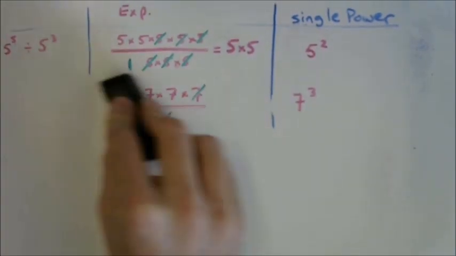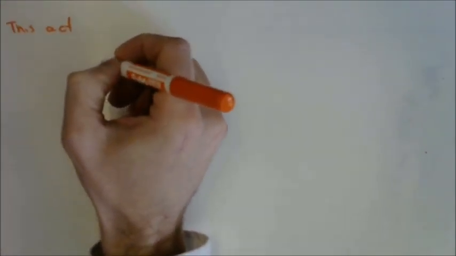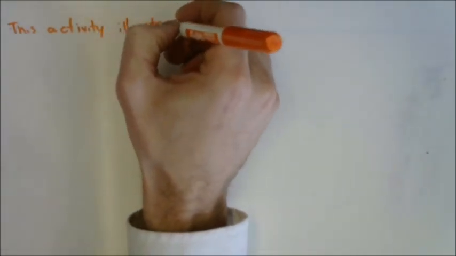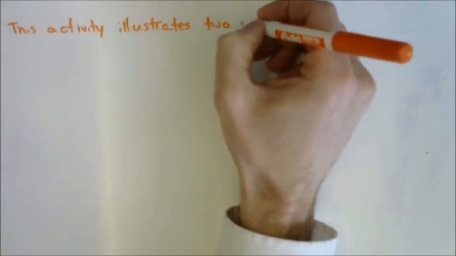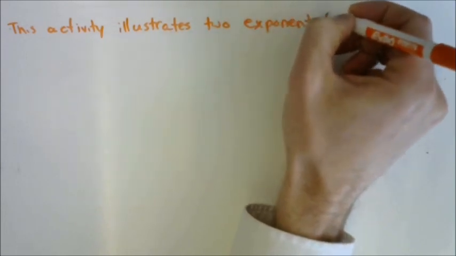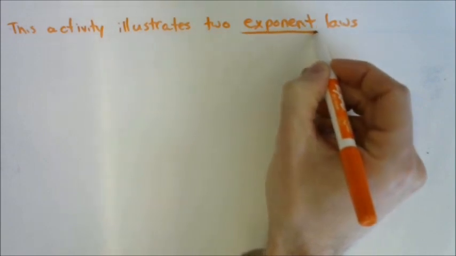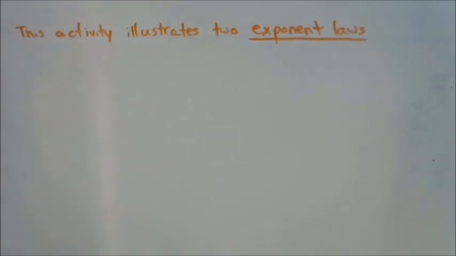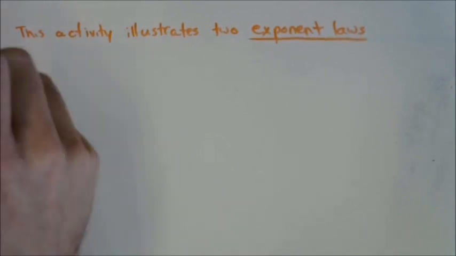I'm going to clear this off. At the top of your next page, you have space for a few notes, which is what we're going to do now. This activity illustrates two exponent laws. A law in science or math is something that is always true. You can count on it forever and ever, no matter what the situation. When we were dealing with numbers, it worked. And when we were dealing with a base that was a variable, it worked. If you were dealing with an exponent that was a variable, it would still work. You would just rewrite it using the law.